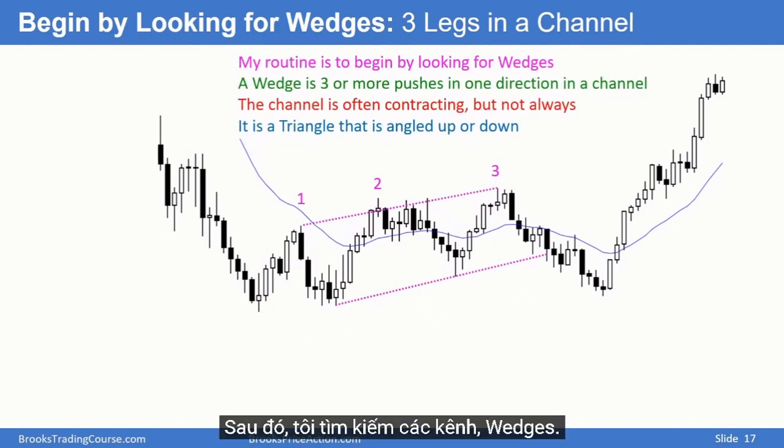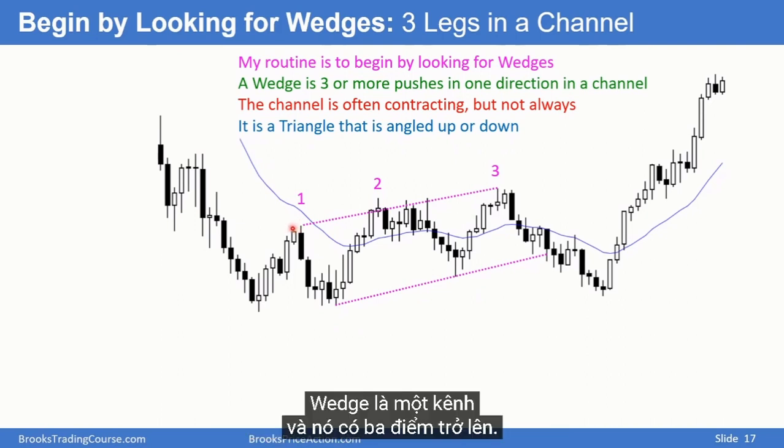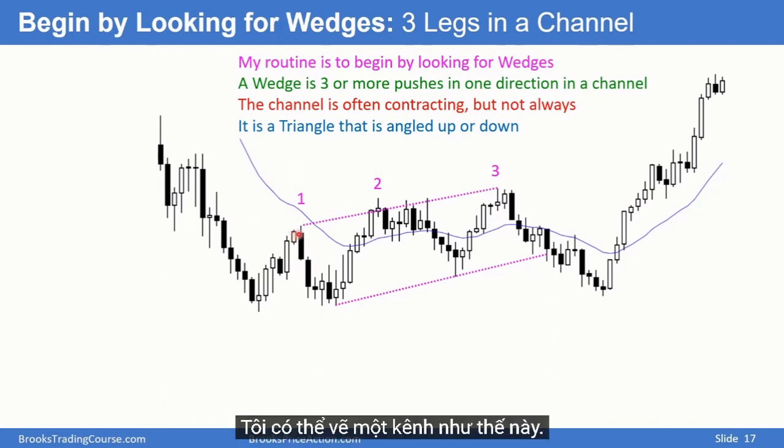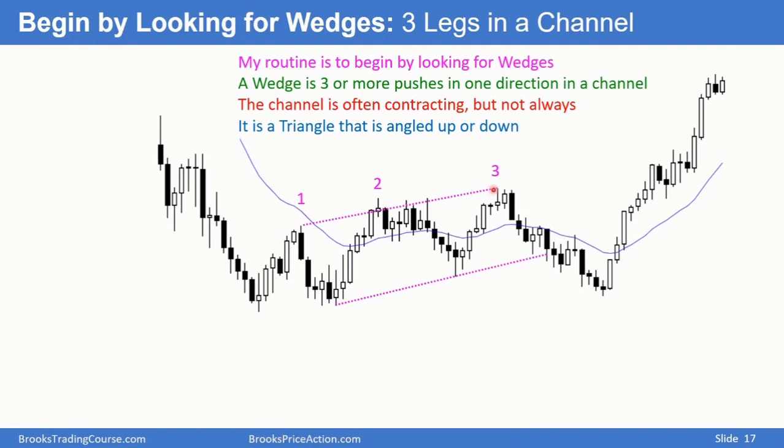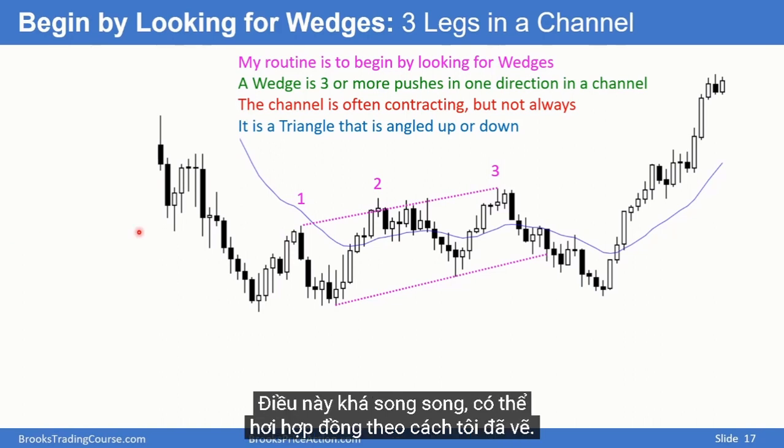And then I look for channels, wedges. A wedge is a channel, and it has 3 or more points. I could draw a channel up like this. It has point 1, point 2, and point 3. Sometimes wedges are contracting, sometimes they're not. This one's fairly parallel, maybe a little bit contracting, the way I have it drawn.